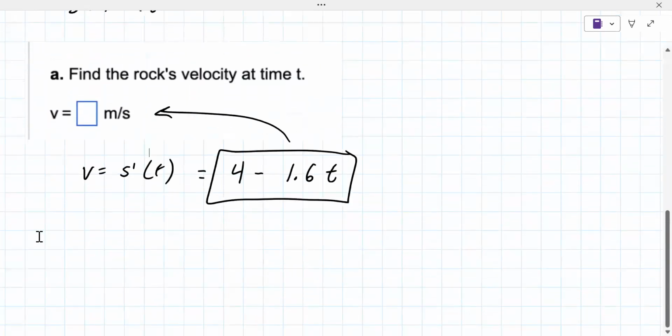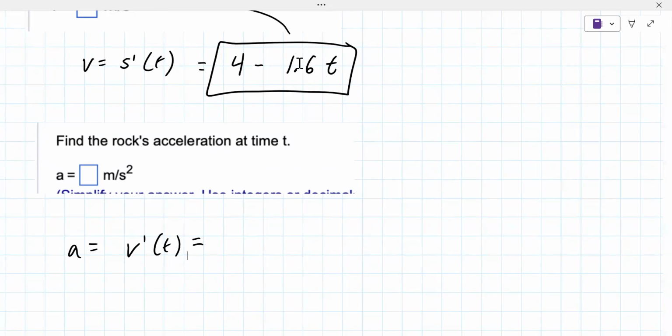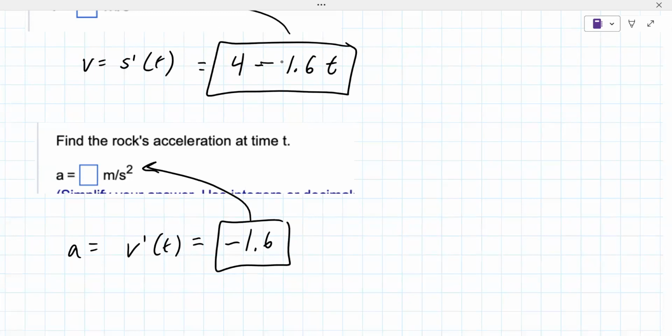The next part of A is to find the acceleration. The acceleration is the derivative of velocity. So which means you have to take a derivative of what's here. It would just be 1.6. The negative goes with it. Oh yeah, negative 1.6. Very important. So that's what goes in this box here.